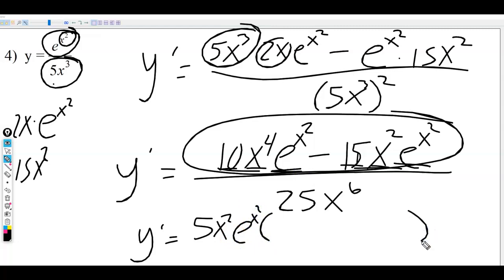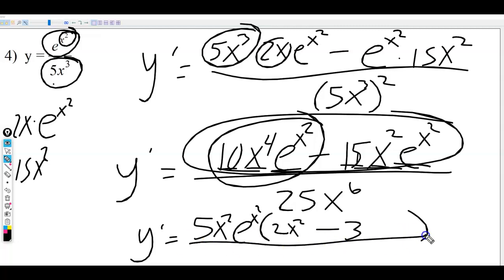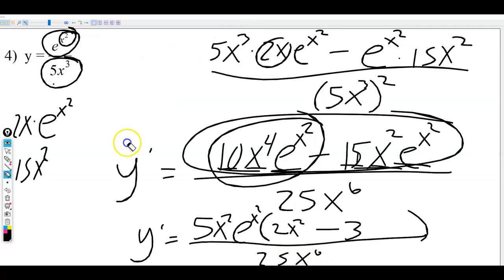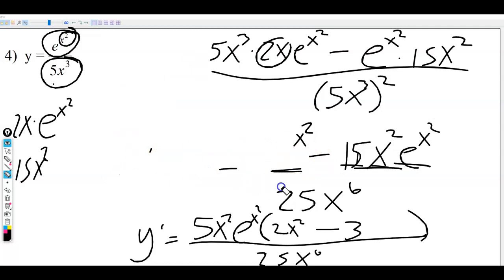So if I take 5x squared e to the x squared out of this, dividing the 10 by the 5 would leave me with 2. Dividing x to the 4th by x squared would leave me with x squared, and there is no longer an e to the x squared in there anymore. Minus, dividing 15 by the 5 that we're factoring out would leave me with 3. Taking out the x squared means there is no more x squared, and taking out the e to the x squared means there's no more e to the x squared. And then the bottom looks like this still. We haven't done anything different there. Now that we've done that, we can actually reduce a little bit as well.